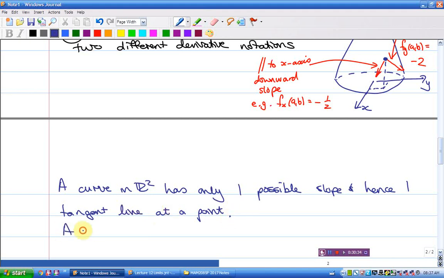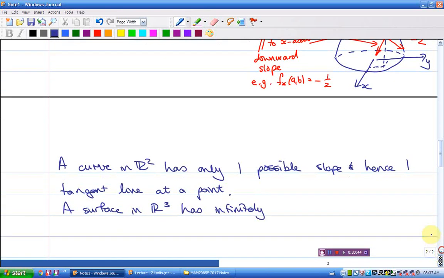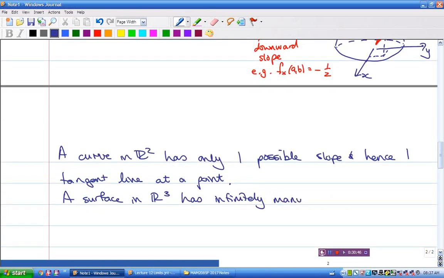A surface in R3 has infinitely many possible slopes. And in fact, you could add an adjective there and say direction-dependent slopes.